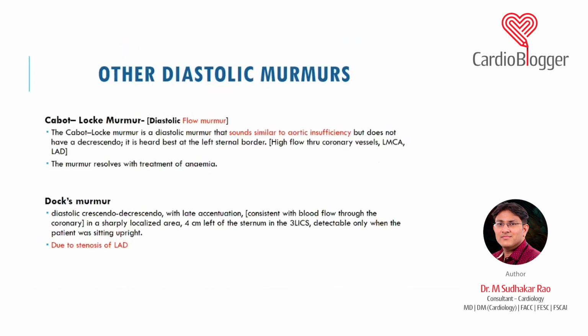Now there are other common causes of mid-diastolic murmur. I won't go into the detail. Something known as a Dock's murmur, which is a stenosis of the left anterior descending artery, or a Cabot-Locke murmur, which you get in aortic insufficiency. You get a murmur similar to aortic insufficiency, and it is due to anemia, a flow murmur.